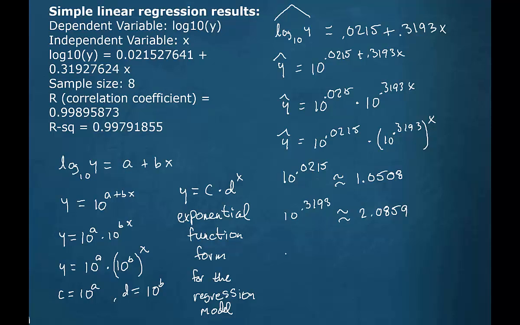So now this model we can express as y hat equals 1.0508 times 2.0859 raised to the x. And again, the benefit of this is that we are able to make predictions by plugging in hypothetical values for x and then getting back from that a predicted value for y.